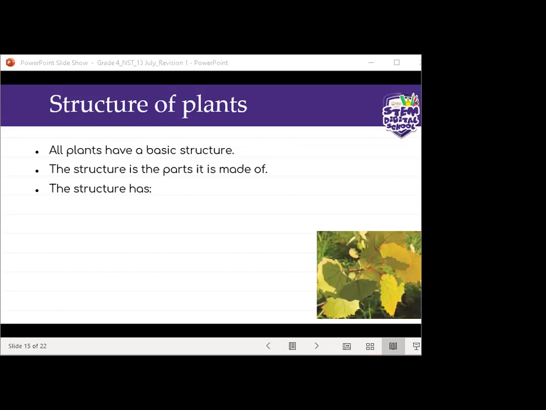Yoma, I need you to give me parts that the structure of a plant has. Ma'am, the structure of a plant has a stem, leaves, and it has seeds. It has seeds as well. All right. Thank you very much for that, Yoma. You're welcome, ma'am. Thank you.